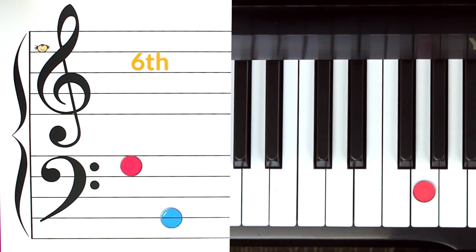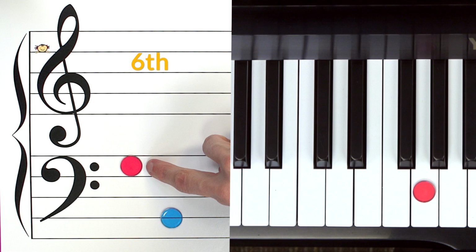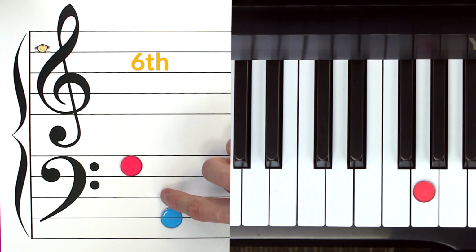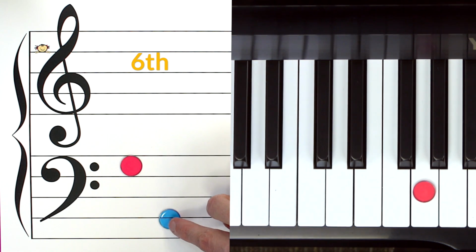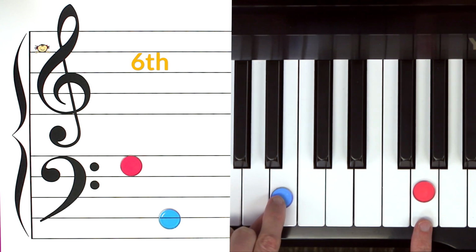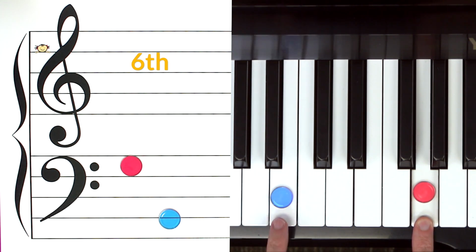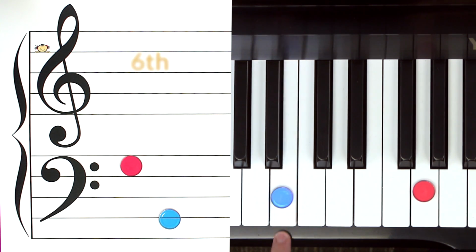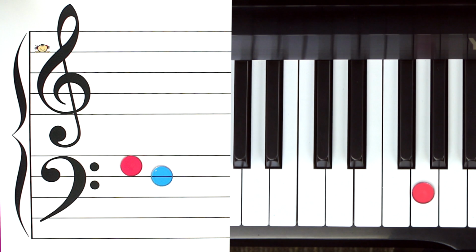If you said sixth, you're correct. Starting here on G, we count 1, 2, 3, 4, 5, 6 notes spanned by a sixth. So on your piano, it's one more than a fifth. So here we have from G all the way down to B. Tell me what interval you see now. If you said a second, you're correct.